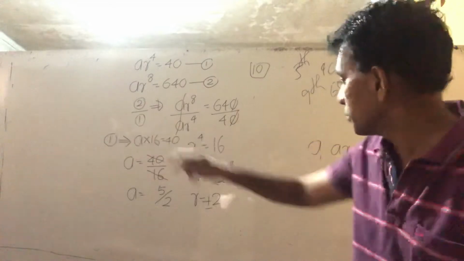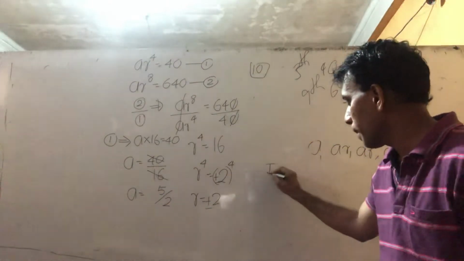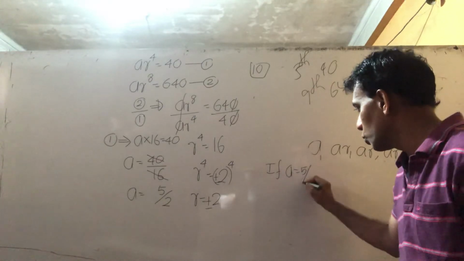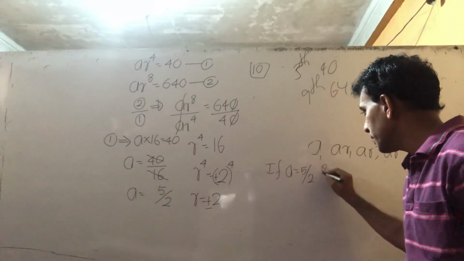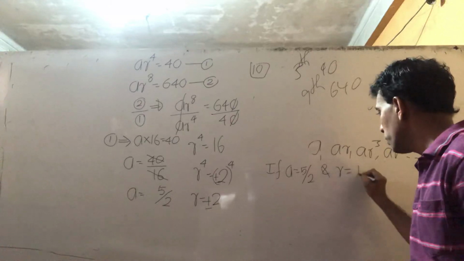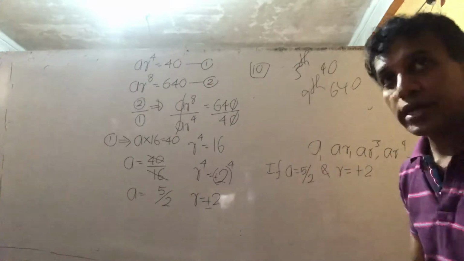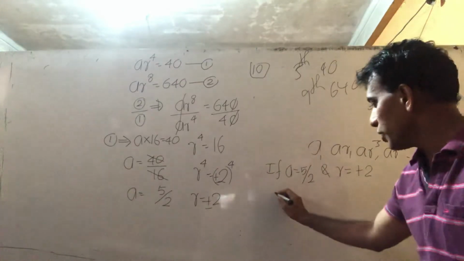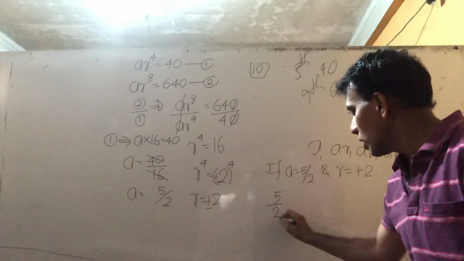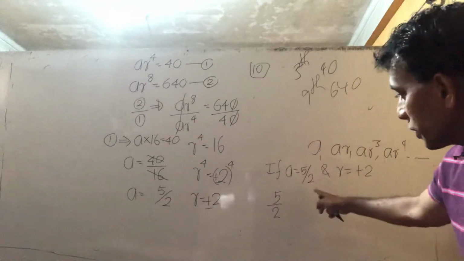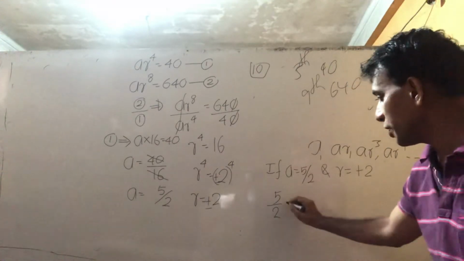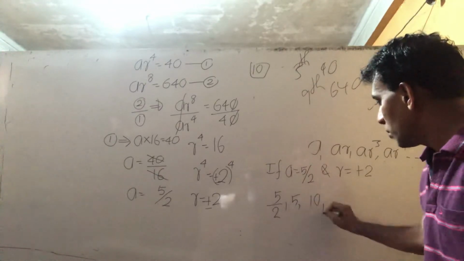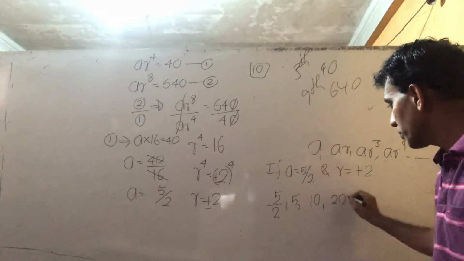So write the few terms. If A equals 5 over 2 and R equals plus 2, write the series. 5 over 2 multiplied by plus 2, what happened? Multiply by 2, cancels: 5. Multiply by plus 2, 10. Multiply by plus 2, 20, and so on.